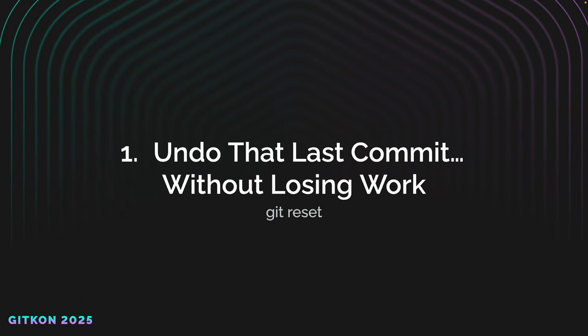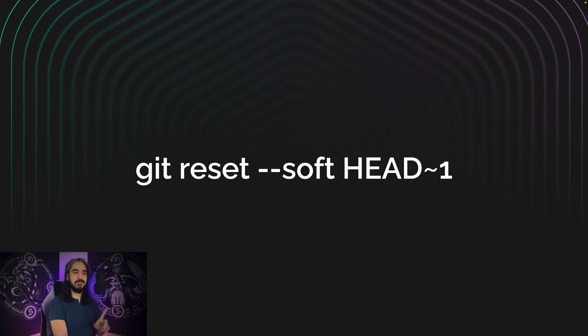All right, for our first tip, how do you undo that last commit without losing your work? We're going to explore this command. This one helps you undo the last commit and keep everything staged. So let's say you've just committed, but it's too early. Maybe you have the wrong commit message. Something is up and you need to go back.